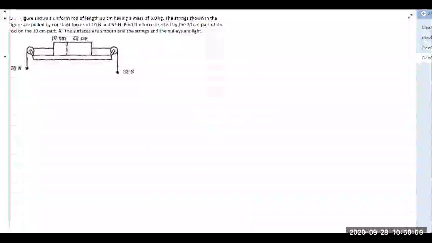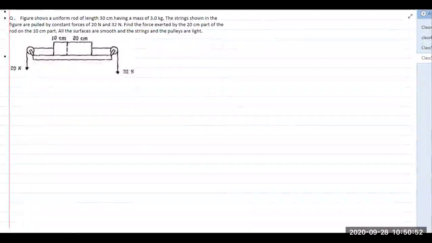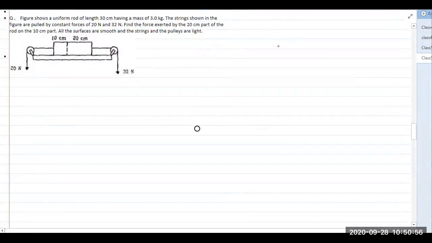This question: the figure shows a uniform rod of length 30 centimeter. You can see 10 centimeter and 20 centimeter parts are given. The mass is 3 kg. The strings shown in the figure are pulled by constant forces 20 Newton and 32 Newton as given in the diagram. Find the force exerted by the 20 centimeter part of the rod on the 10 centimeter part. All surfaces are smooth and string and pulley are light.